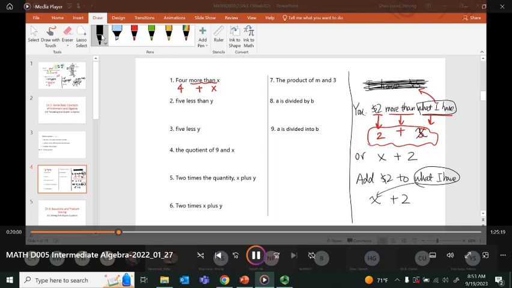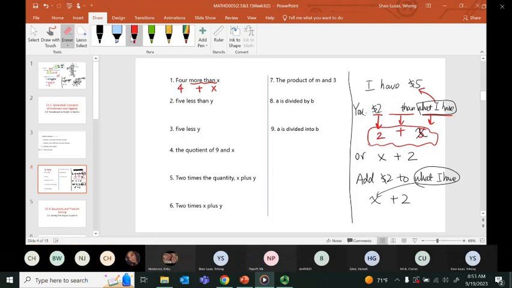The reason I want to emphasize this is that for the second question, when we have less than, it's going to be different because subtraction is not commutative. If you have 2 minus 5 and 5 minus 2, they're completely different. All right, so let's change this question here. Instead of $2 more than what I have, I'm going to put it back to using specific numbers, and then we're going to change that to a variable.